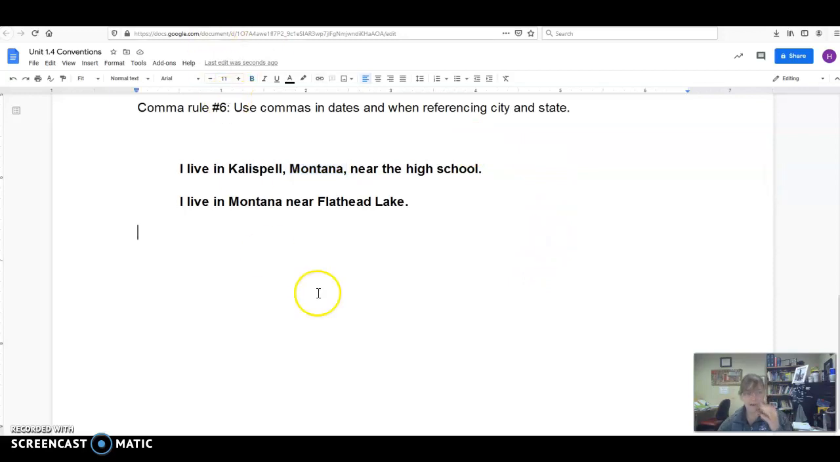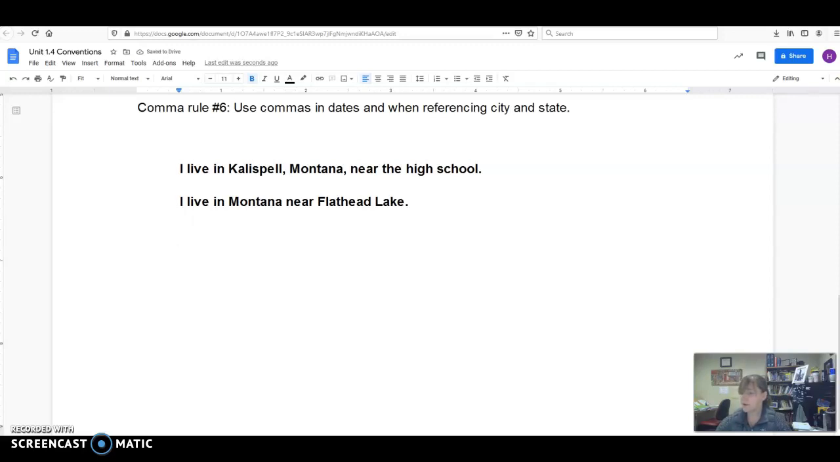Okay? So again, specific city, specific state, you're going to place a comma after the city and a comma after the state. However, if you're speaking generally, you don't give us a city or you don't give us a state, you're not going to place commas around it, okay? You're not going to say, I live in Montana, near Flathead Lake. Okay, don't do that. Not useful. If we're speaking generally, no commas. If we're being very specific, we do use commas. Okay?